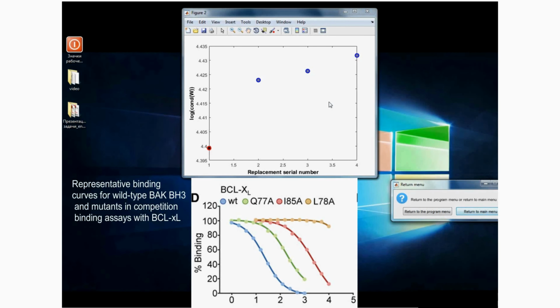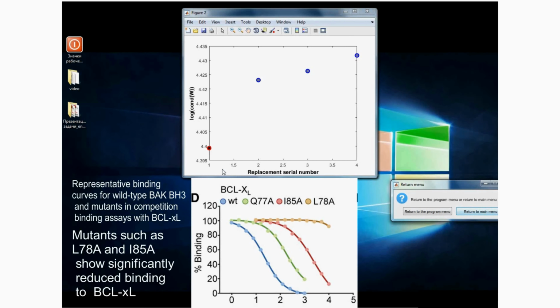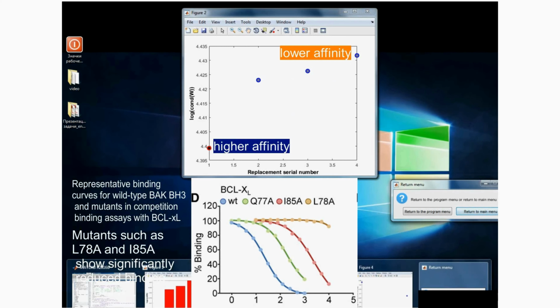Next, we have the same graph, but only in the form of dot representation. Thus, it will be more convenient to compare it with the experimentally obtained graph below. A positive LG con W value is directly proportional to the dissociation constant. The upper graph demonstrates a decrease in the affinity of each mutant form of the BAK peptide to the BCL-XL protein. Thus, the calculated data are in direct agreement with the experimental data obtained by the plasmon resonance method. And you can see the general conclusion from these two graphs.